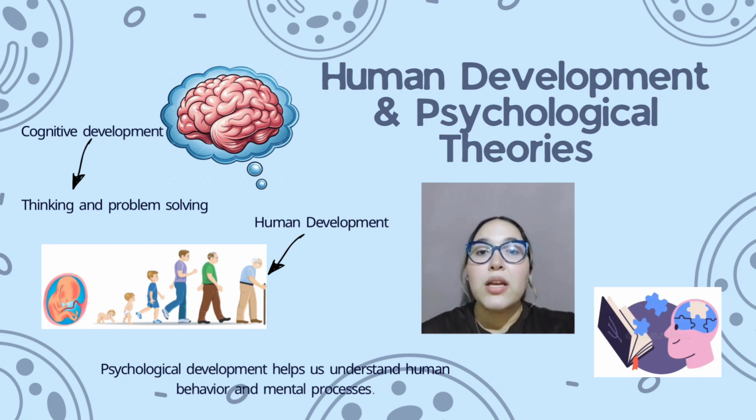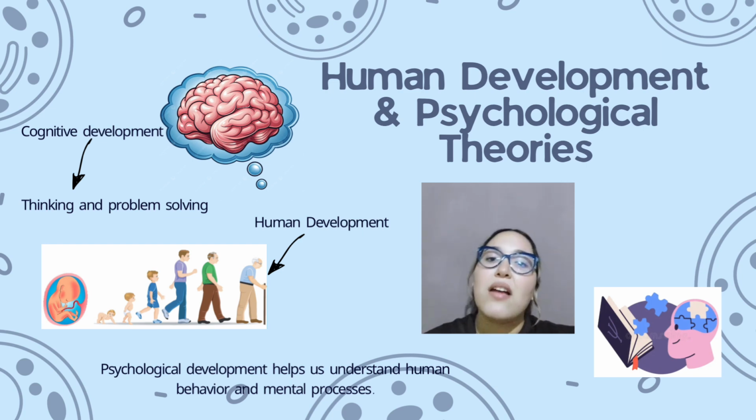Today I will talk about human development and psychological theories. Human development is the process of physical, emotional, social, and cognitive changes during life. According to the guide, there are four main stages. First, child development includes the physical and psychological changes from birth to adolescence.